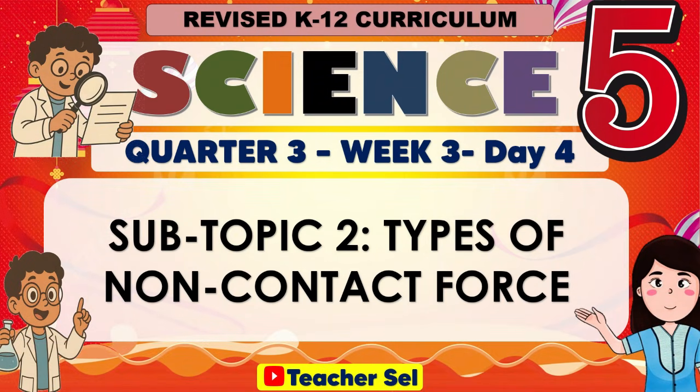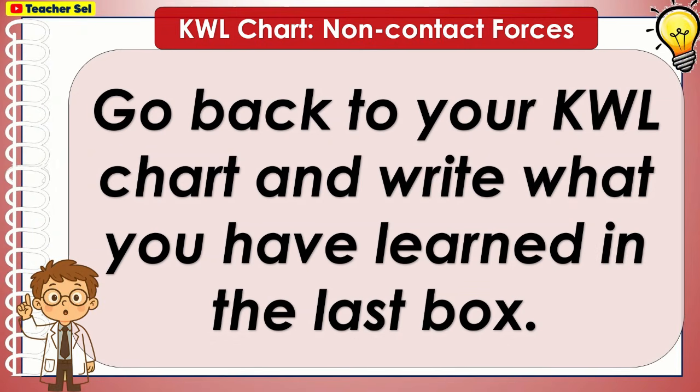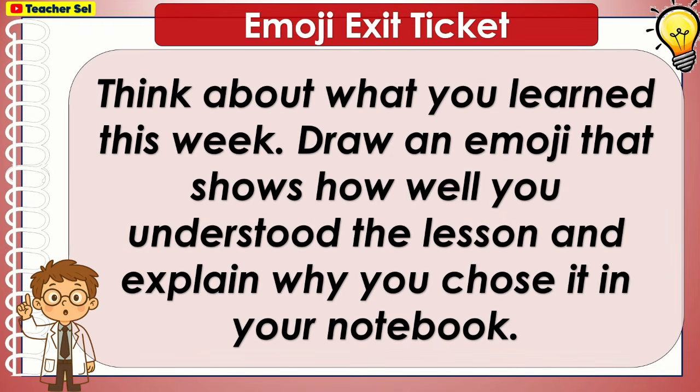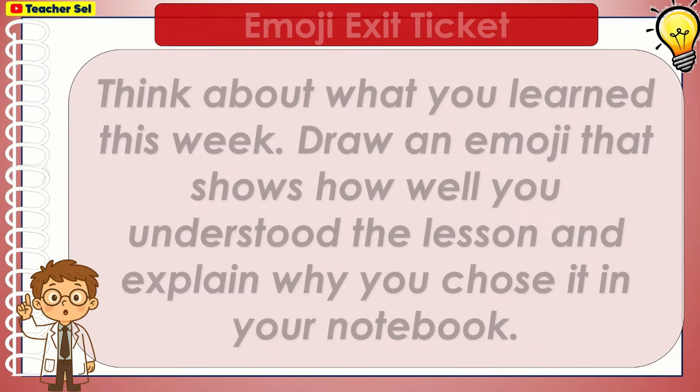For day 4. Go back to your KWL chart and write what you have learned in the last box. Emoji exit ticket. Think about what you learned this week. Draw an emoji that shows how well you understood the lesson and explain why you chose it in your notebook.